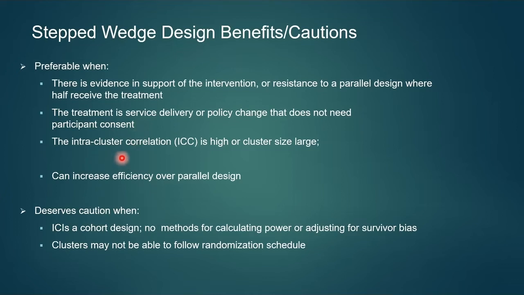And then a third reason, which is more of a technical one, is that if the intra-cluster correlation, or ICC, is high or the cluster size is large, a step wedge design will often have higher efficiency over the parallel design. So there are statistical reasons as well why that might be useful. Some situations where a step wedge design might not be desirable are, one, when the step wedge design is a cohort design, meaning that we follow people once they're in a facility, they're followed over time.